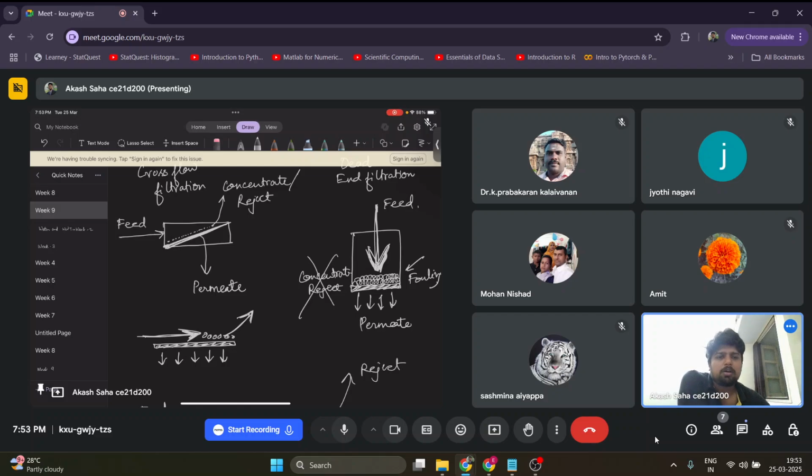If we are seeing the overall sustainability of these membrane modules, then in dead end filtration the clogging will be very frequent. More and more energy will be required to get the permeate. Maybe the total amount of water required will be less because everything we will be getting as permeate, but the amount of energy we are putting in will be more over a period of time. Whereas in cross flow, maybe some extra water we have to provide, or we can recycle the reject or the concentrate. This recycling can be done.